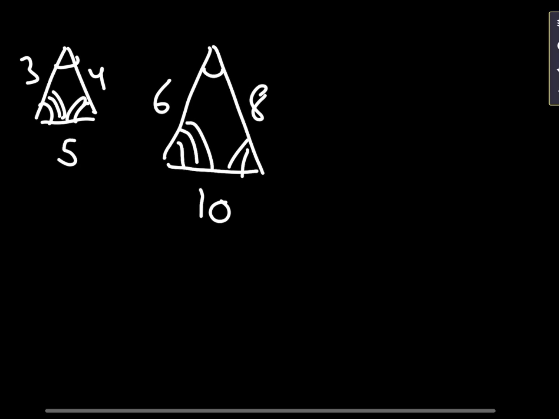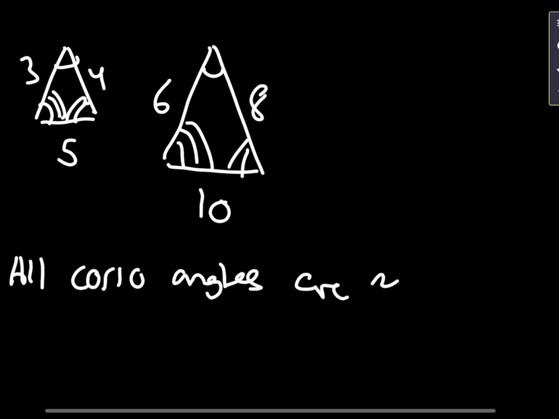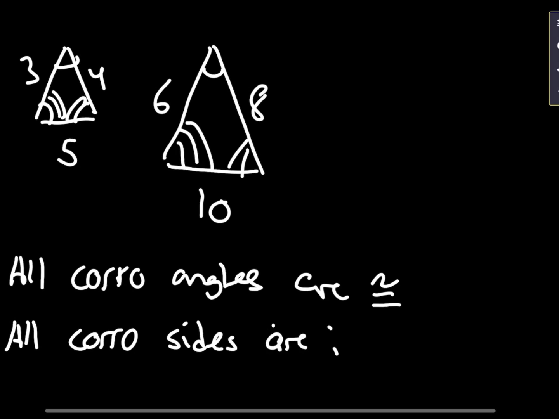Well, first off, in similar triangles, you can see that all corresponding angles are congruent. Okay. Second thing you might notice is that all corresponding sides are in proportion.